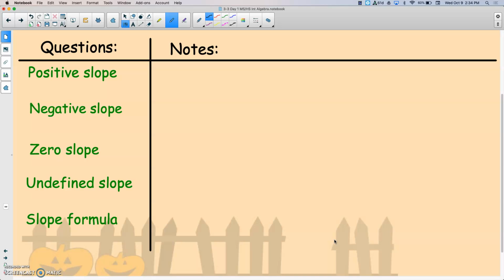The first slope is a positive slope. So a positive slope is when your line is going up from left to right. So the line rises from left to right.